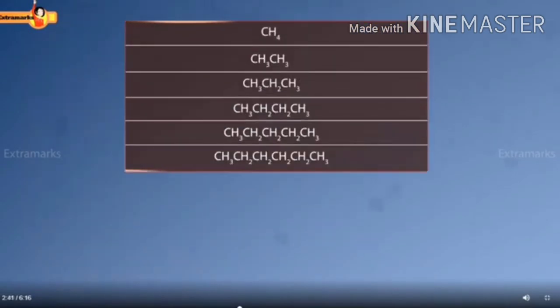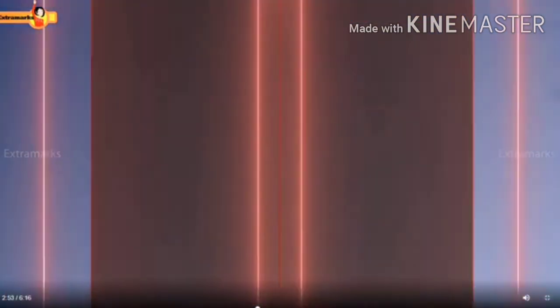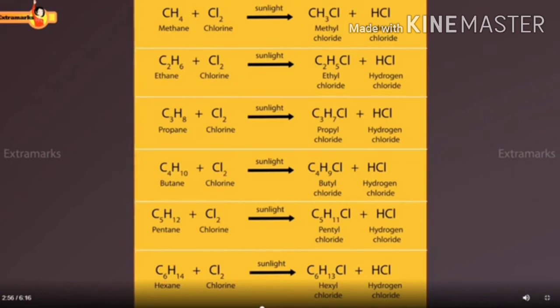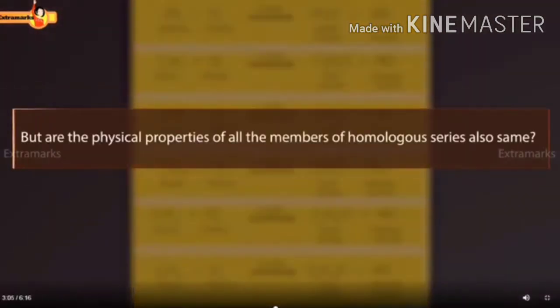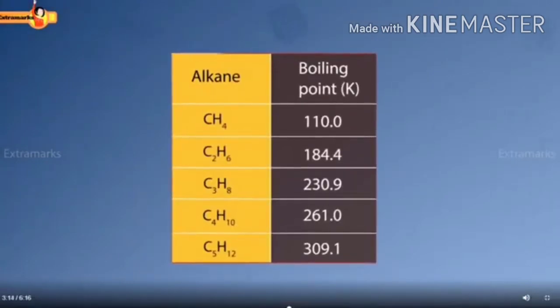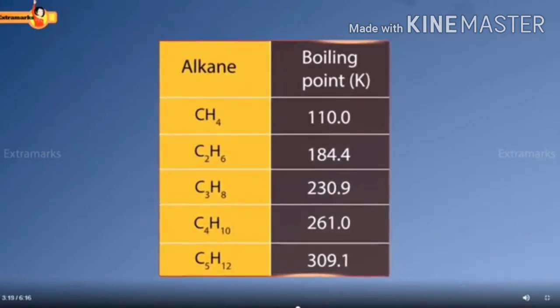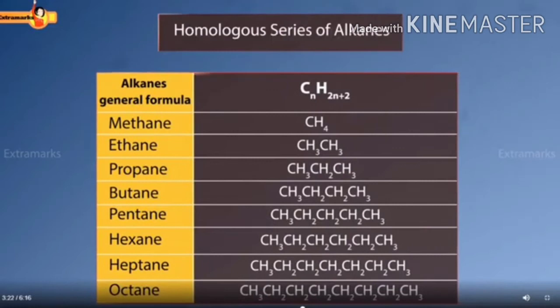All the members of the homologous series of alkanes show similar chemical properties. It means they will produce compounds having the same functional group when they react with the same reactant. For example, all the members of the homologous series of alkanes react with chlorine in the presence of sunlight to produce the corresponding alkyl halide. But are the physical properties of all the members of the homologous series also the same? No, they're not the same. In fact, a regular variation is observed in physical properties such as melting point, boiling point, density, etc. This is all about the homologous series of alkanes.